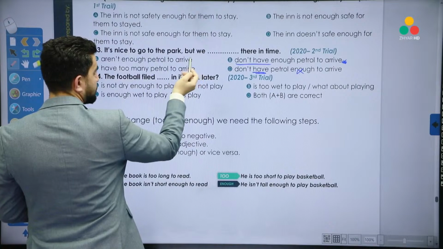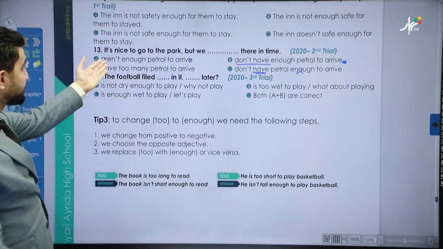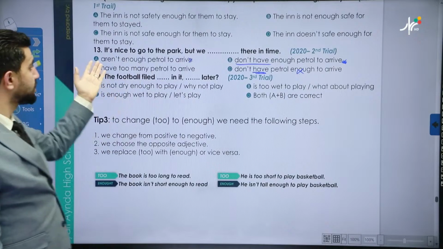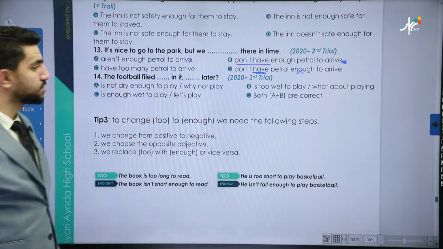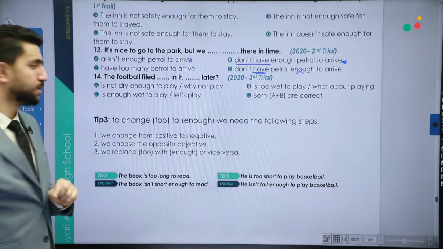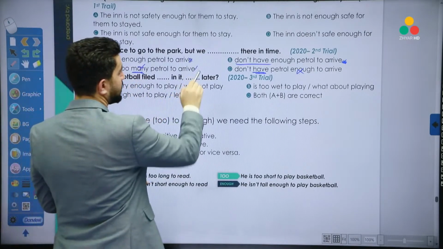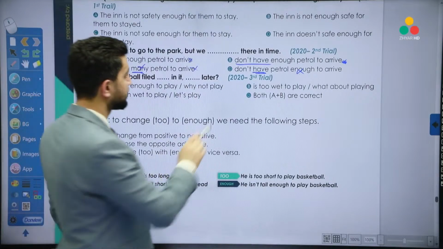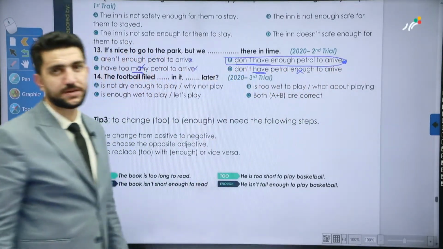Which one do you think is correct? No. Why do you think it is wrong? Aren't enough? No, we should say don't have enough petrol. So wrong. Have too many petrol to arrive. Petrol is uncountable. Do we say too many? No. That's also wrong. So which one is the correct answer? We said this one is wrong. B is the correct answer. Okay?